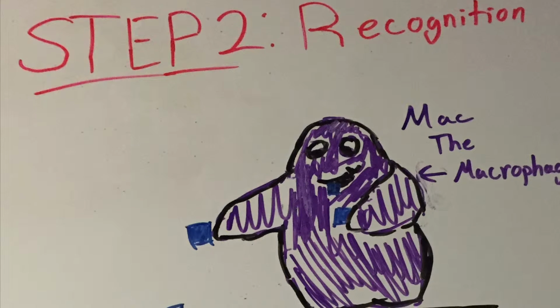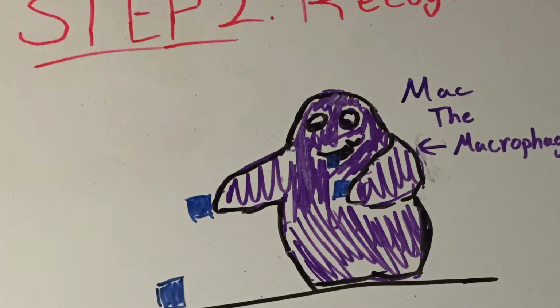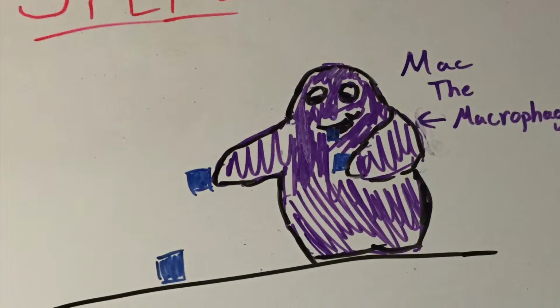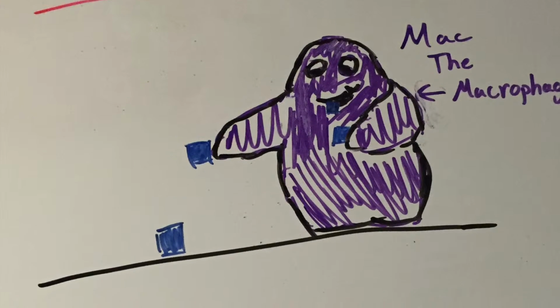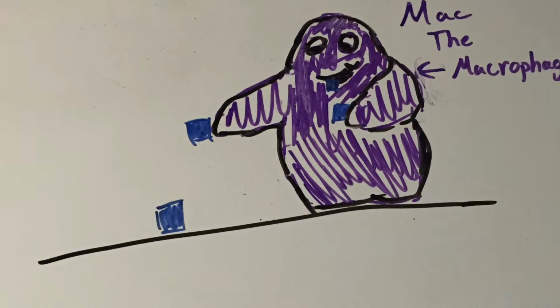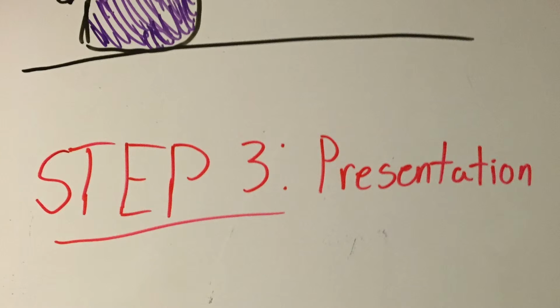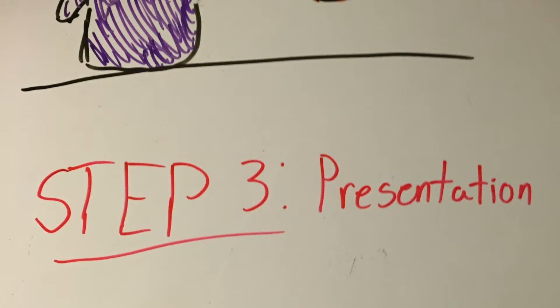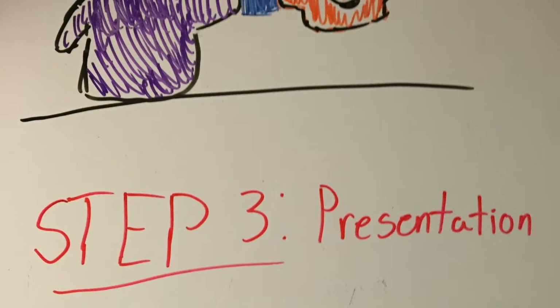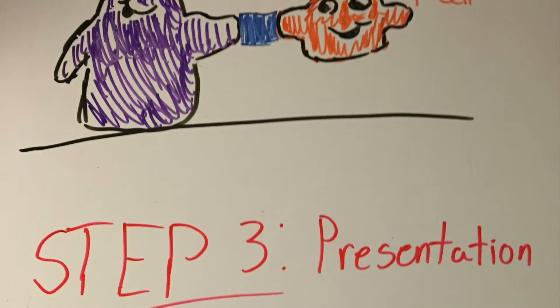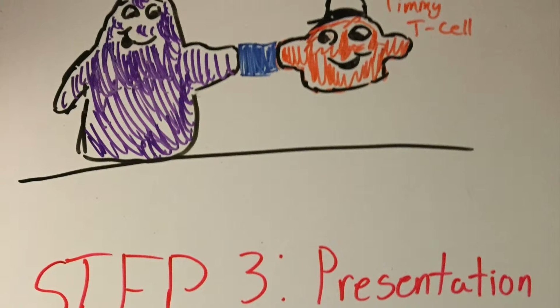Next, MAC the macrophage, one type of antigen-presenting cell, recognizes the antigen and uses phagocytosis to engulf it. It will break it down and bring it to the next stage. The antigen will then be presented on an MHC receptor of MAC that will invite TIMI T cell to come in and bind using his T cell receptor.